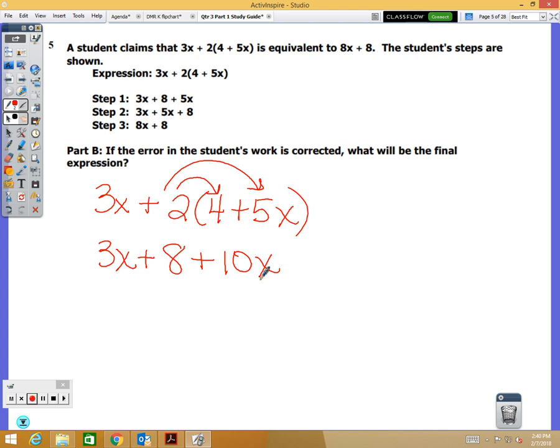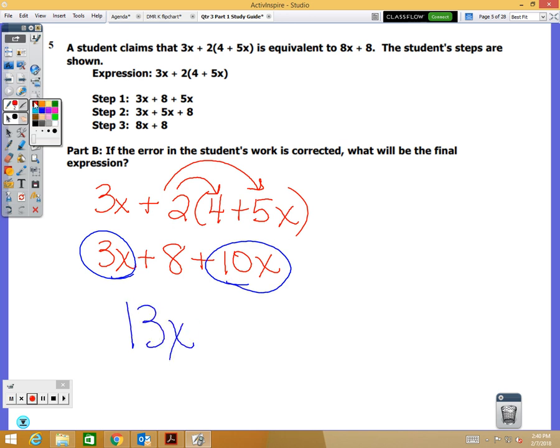You need to combine like terms. So your like terms are the ones that have an x. So that's going to give you 13x, and there's nothing to combine with this 8. So that is your final answer. This is the only thing that needed to be submitted onto your computer.